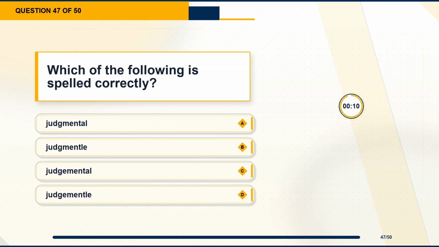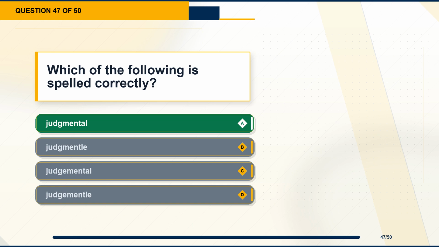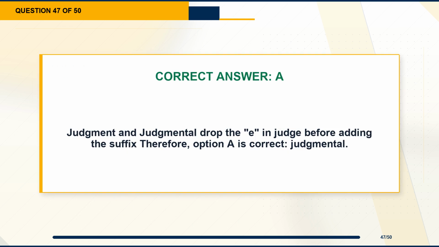Question 47. Which of the following is spelled correctly? Option A, judgmental. Option B, judgmental. Option C, judgmental. Option D, judgmental. The correct answer is option A, judgmental. Explanation. Judgment and judgmental drop the E in judge before adding the suffix, therefore, option A is correct, judgmental.